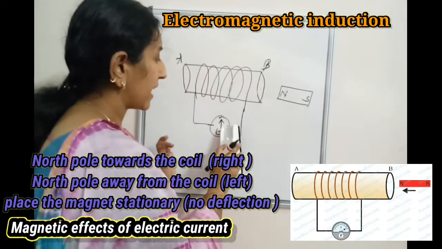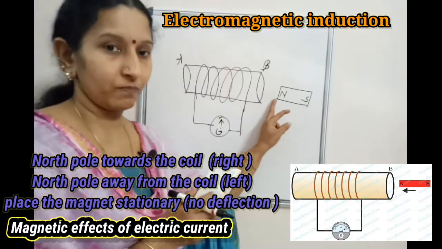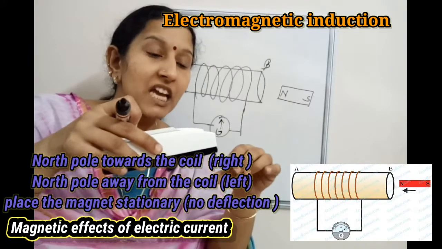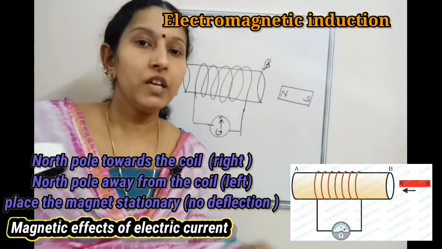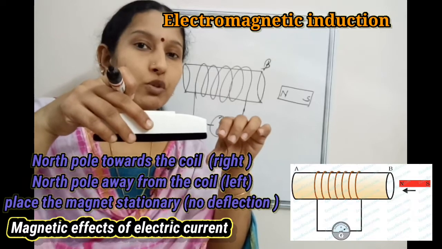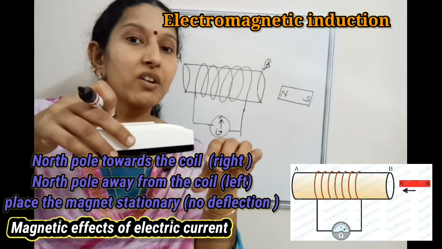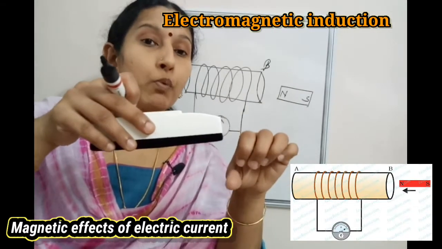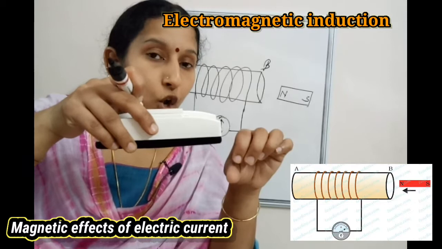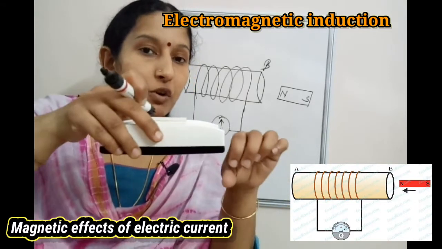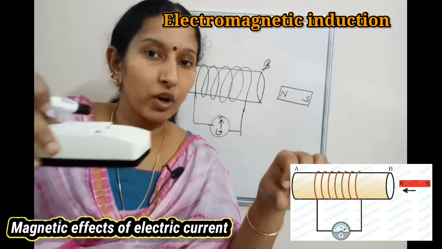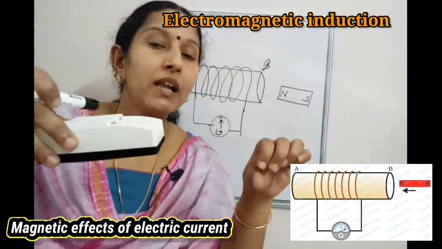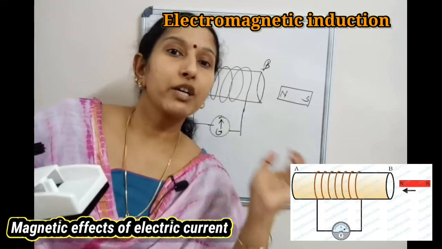And after that, if you withdraw or move the north pole of the magnet away from the coil, if we show the north pole of the magnet towards the coil, you can see the deflection of the galvanometer needle towards the right side. If we withdraw or take it away from the coil, the galvanometer needle deflected towards left.